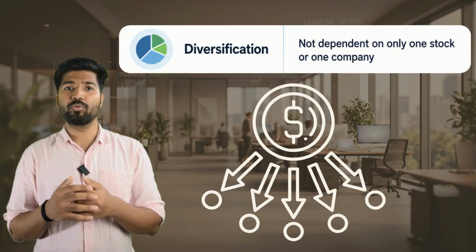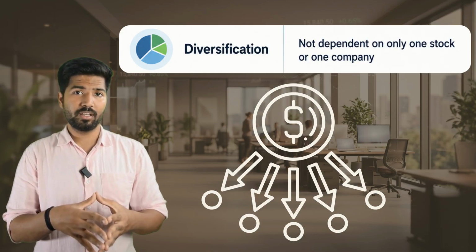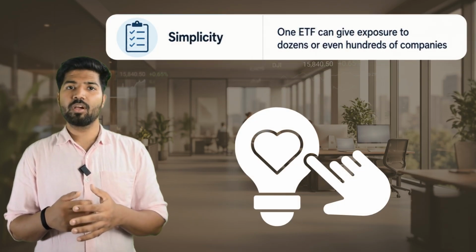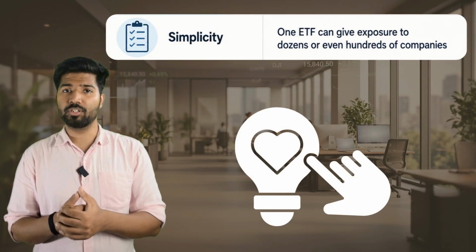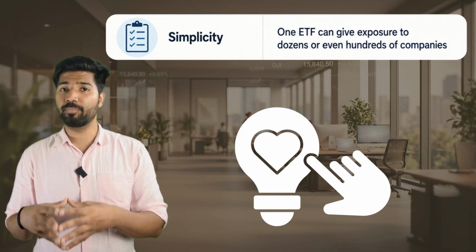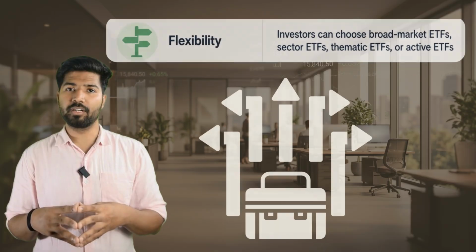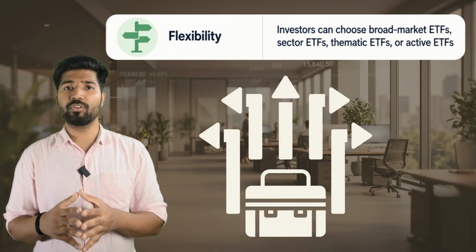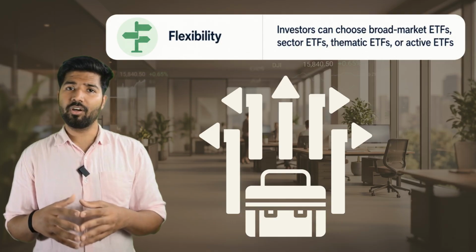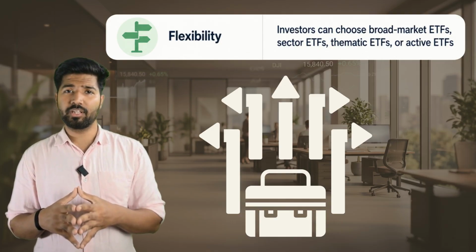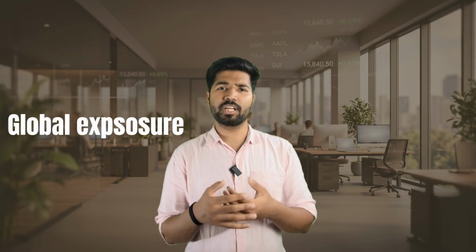But why do they matter so much? Because they solve three big problems. First, diversification. You are not dependent on only one stock or one company. Second, simplicity. One ETF can give exposure to dozens or even hundreds of companies. Third, flexibility. Investors can choose between broad markets, sectors, or active ETFs depending on their investment objective. This makes ETFs useful for investors who want global exposure without much effort.